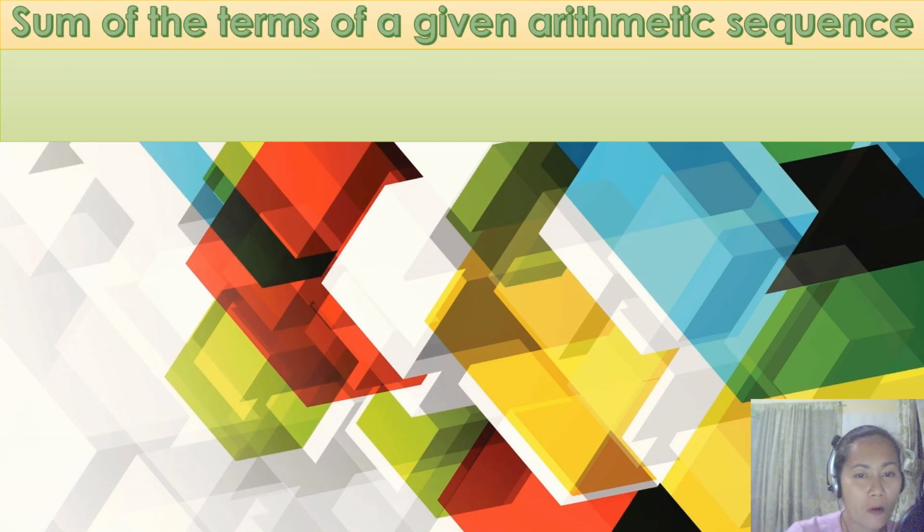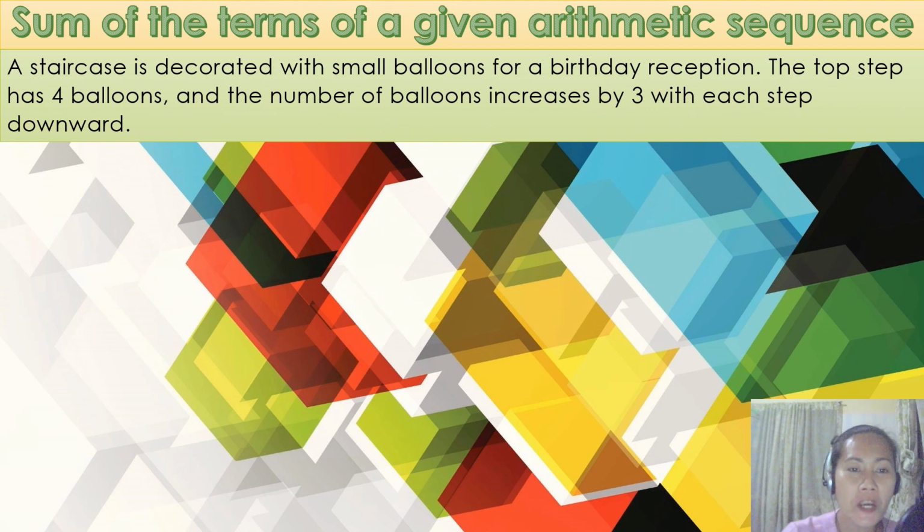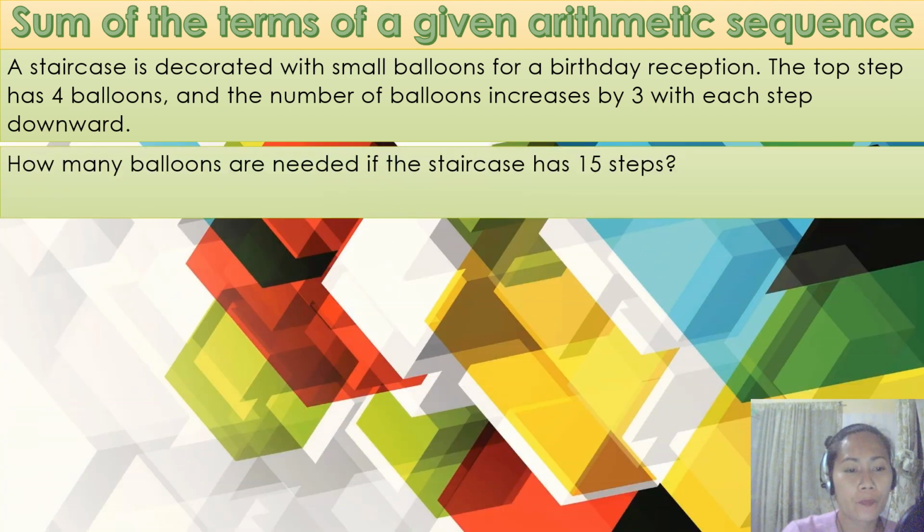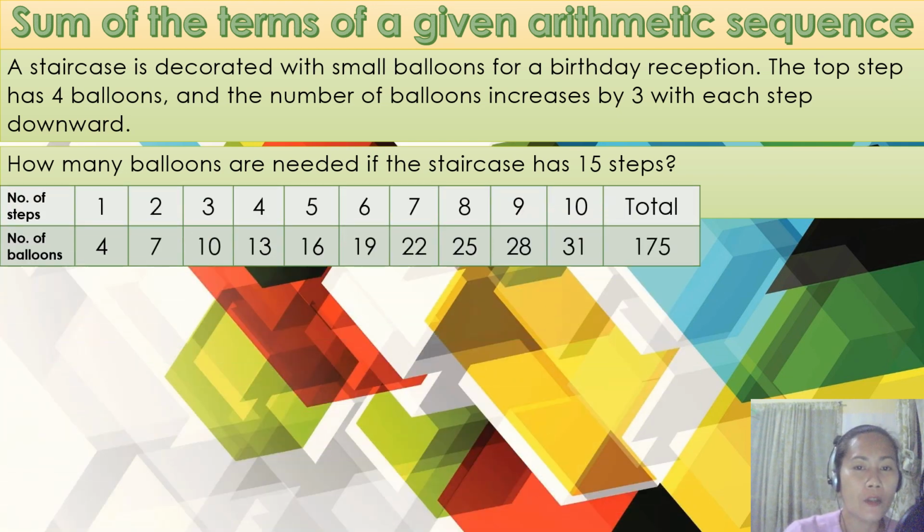Let's go back to our first example. A staircase is decorated with small balloons for a birthday reception. The top step has 4 balloons, and the number of balloons increases by 3 with each step downward. How many balloons are needed if the staircase has 15 steps? In order to find the sum of the terms, we have to determine first the 15th term.